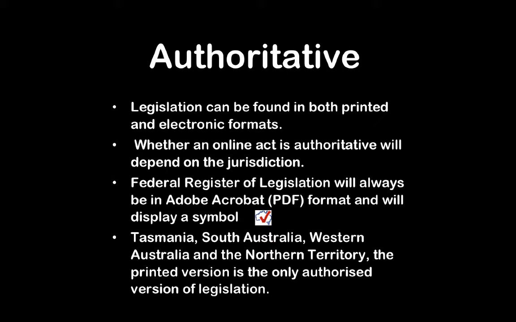An authoritative online compilation from the Federal Register of Legislation will always be in Adobe Acrobat or PDF format and will display a symbol with an outline of Australia and a red tick in the centre. In Tasmania, South Australia, Western Australia and Northern Territory, the printed version is the only authorised version of the legislation. We hold printed versions of Tasmanian legislation at the Law Library at University of Tasmania.